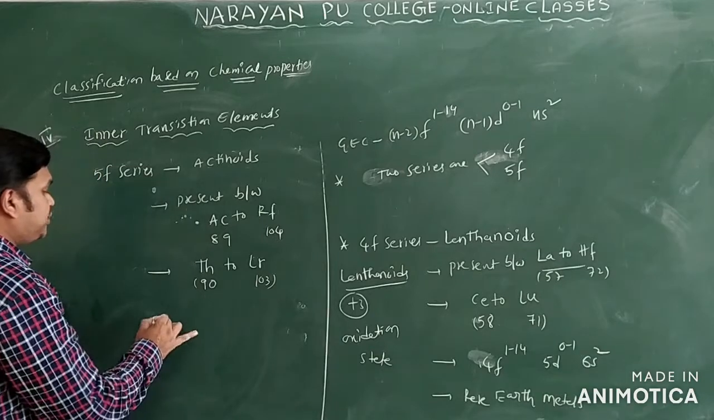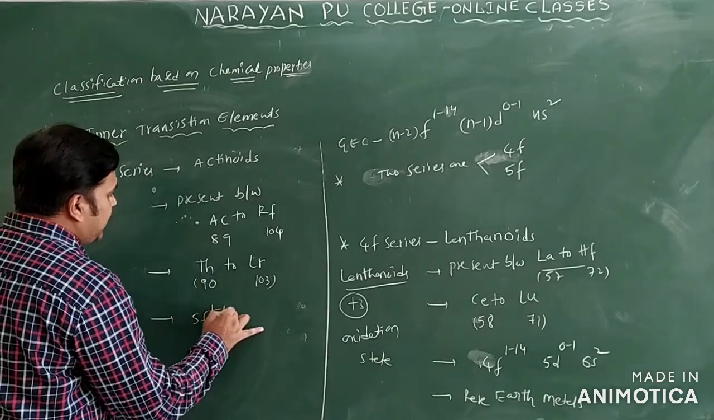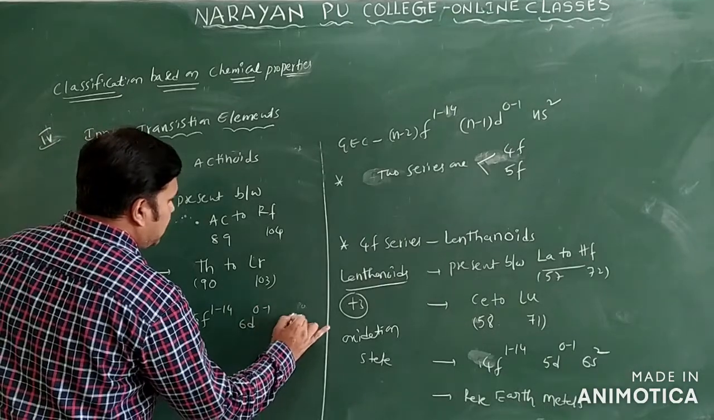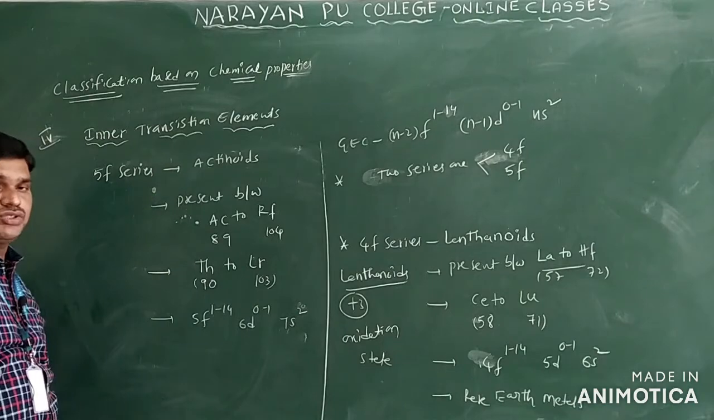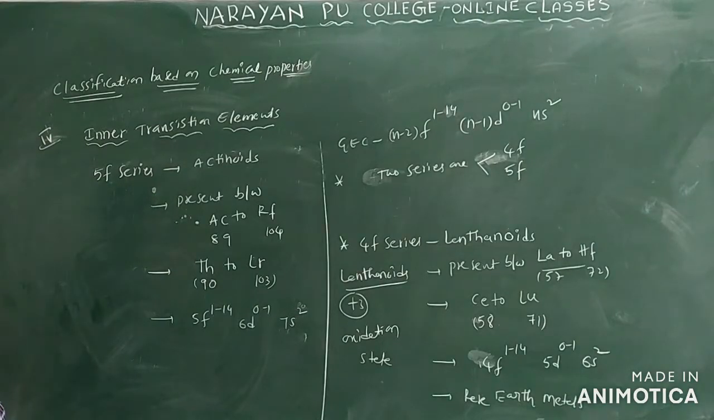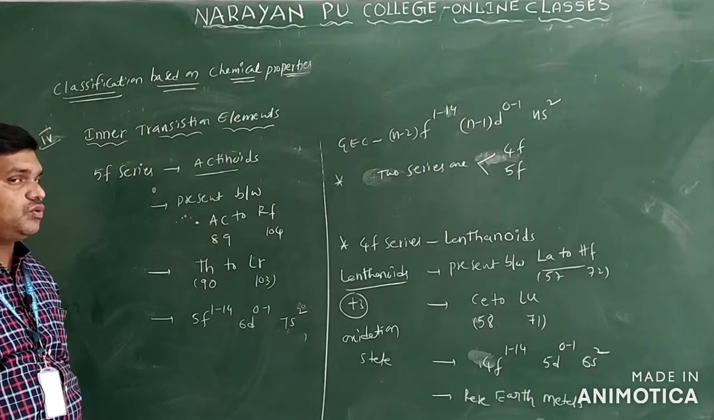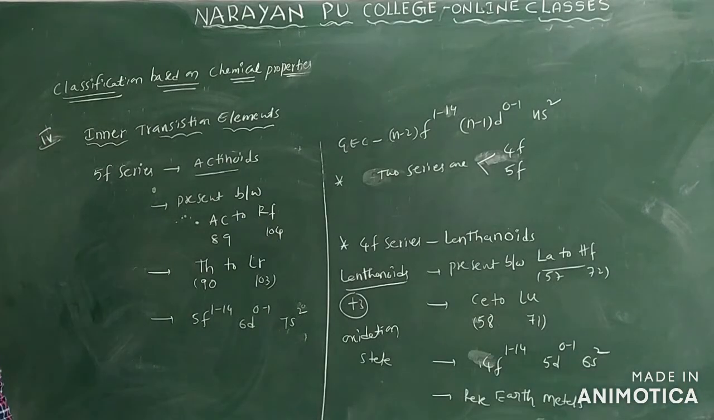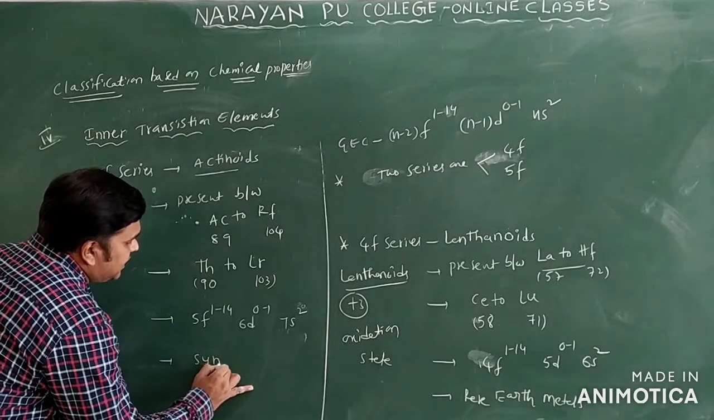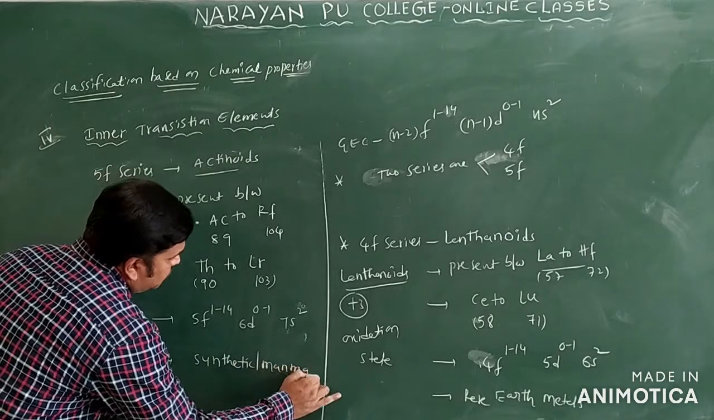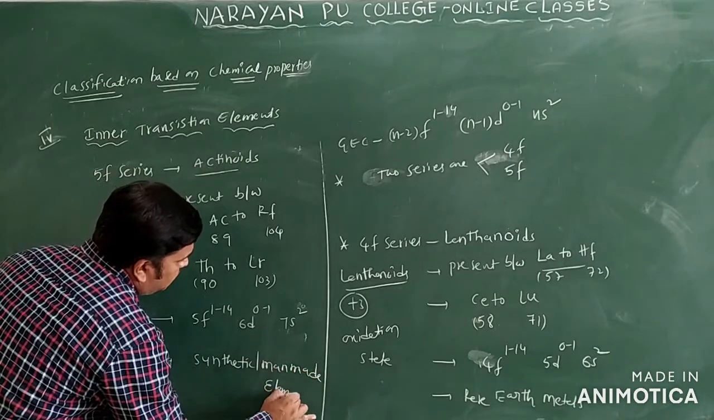What configuration do you write here? You write 5f 1 to 14, 6d 0 to 1, and 7s 2. This is the configuration of actinoids. Most of the actinoids are synthetic elements, or you can say man-made elements.